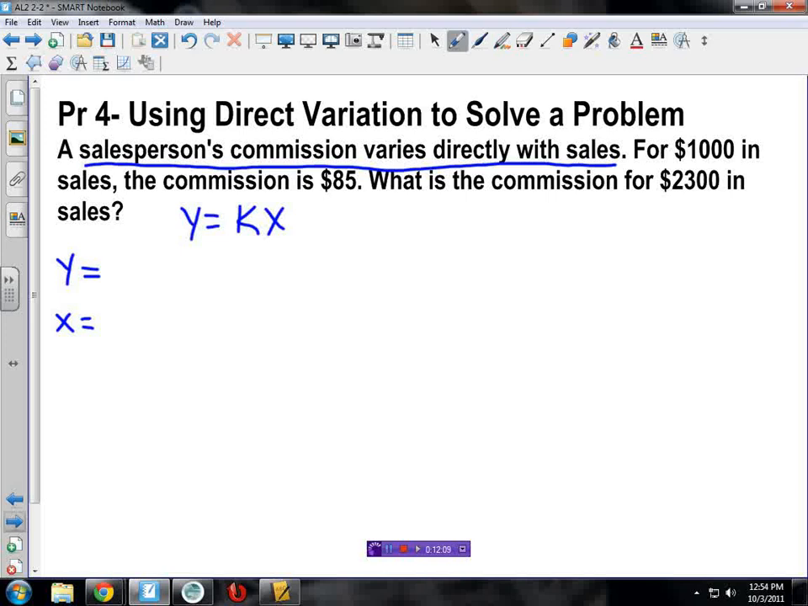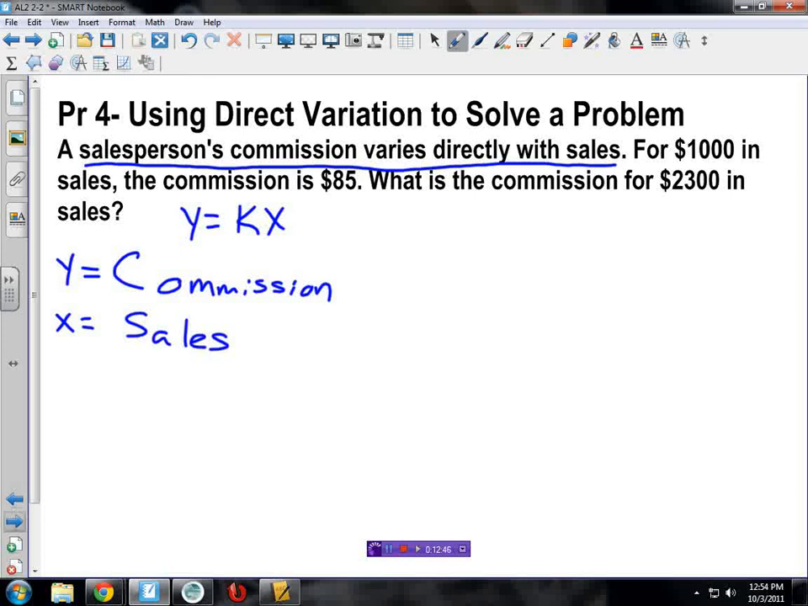Yeah, they will tell you specifically that it's a varies directly problem, unless they say, hey, here's a table. Is it a direct variation problem? That's the other way that they're going to do it. So which comes first in this sentence? The commission, right? So what's my y variable going to be? Commission. Then I have varies directly, and then last is sales, which is my x.